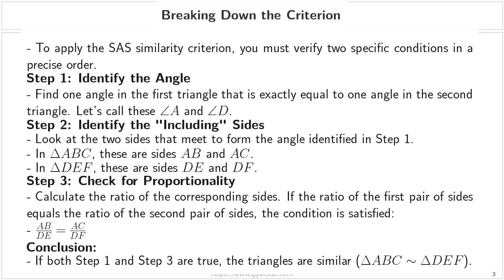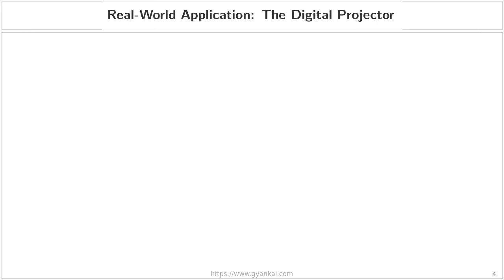Finally, we reach our conclusion. If you have successfully completed both step 1 and step 3, meaning you have found an equal angle and confirmed the sides are in the same ratio, then you have proven that triangle ABC is similar to triangle DEF. We use the tilde symbol to denote this similarity. Keep this process in mind, because in the next slide, we are going to see how this exact logic is used in a real-world scenario involving a digital projector. Real-world application: the digital projector.